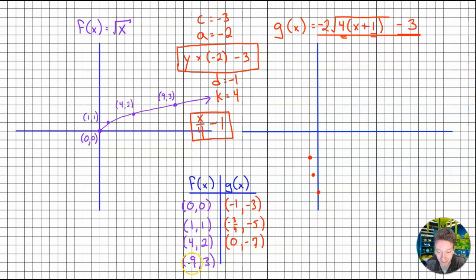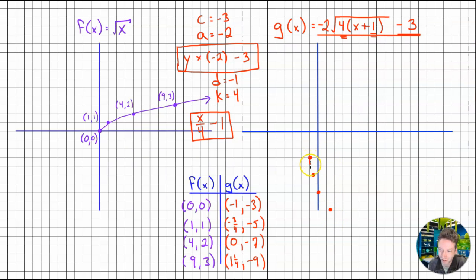And finally, 9 and 3. So our x-coordinate is 9 divided by 4. 9 over 4 is 2 1/4. Minus 1 would be 1 1/4. And our y-coordinate being 3. So 3 times -2 is -6. Minus 3 is -9. So 1 1/4 is about here, and then -9 would be about here.